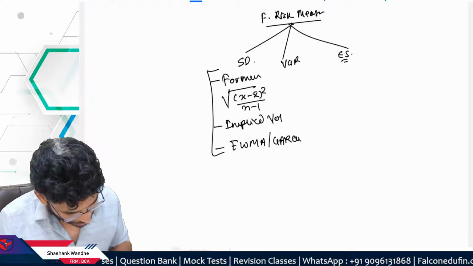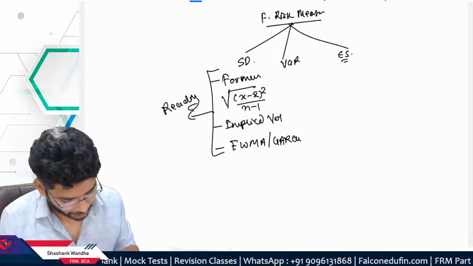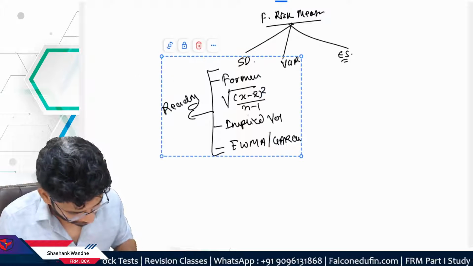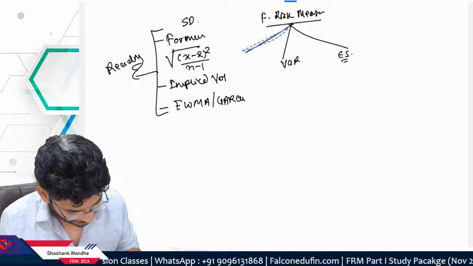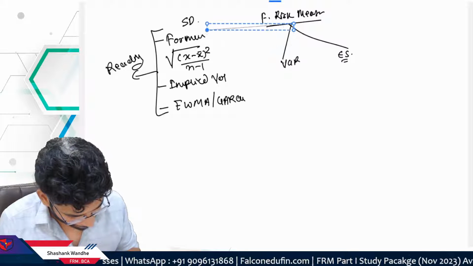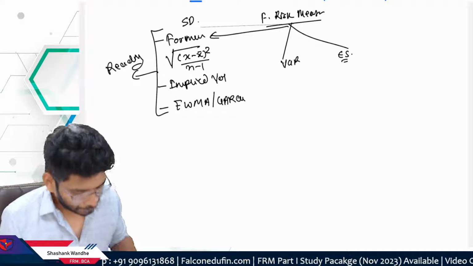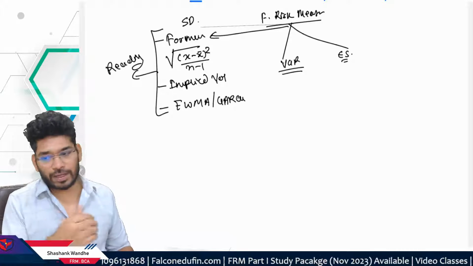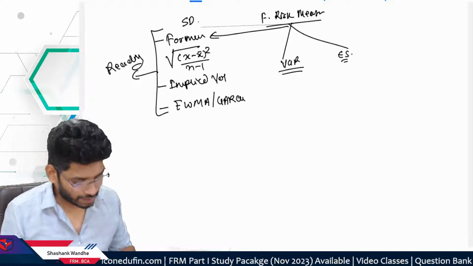This particular discussion is covered in reading number 3. So we will discuss this particular part when we cover reading number 3. Let's set it aside. Next is the value at risk. We will come back to the standard deviation discussion, but we'll first cover the value at risk discussion.